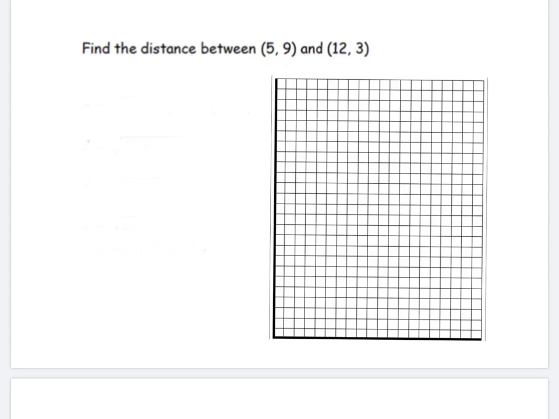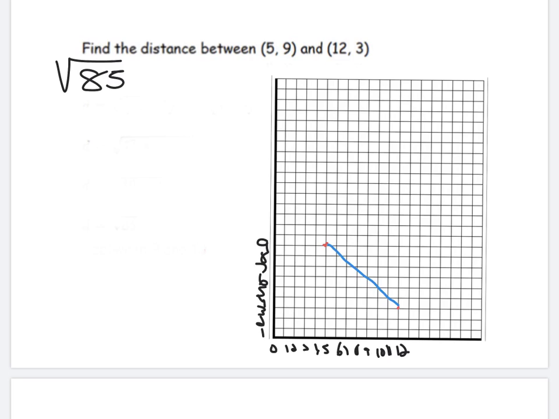So let's take a look at another way we could find the distance. Remember, the distance between these points we found was the square root of 85. So we can find the same value by graphing our points and using the Pythagorean theorem. So now that I have my graph numbered, I can plot my points. So the first point is (5, 9). So (5, 9) is here. And then my second point is (12, 3), which is here. So the segment that I'm looking at finding the distance of is this segment right here between those 2 points.